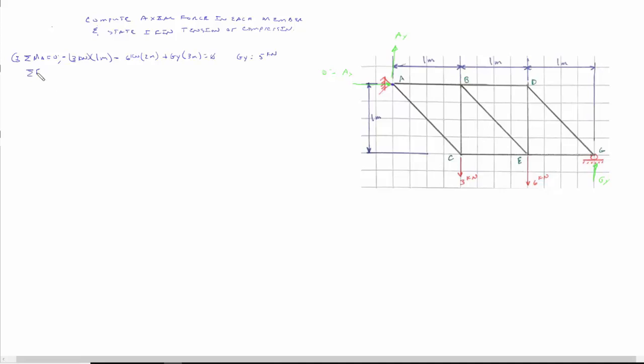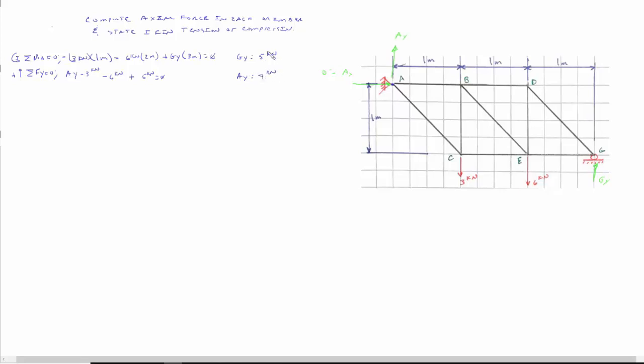Then I could sum my forces in the y direction. I would have AY minus 3 kilonewtons minus 6 kilonewtons plus 5 kilonewtons, all equal to 0. So AY then would equal 4 kilonewtons.